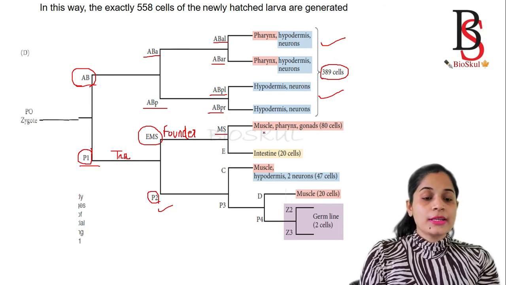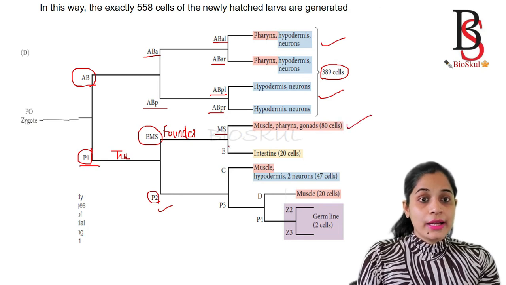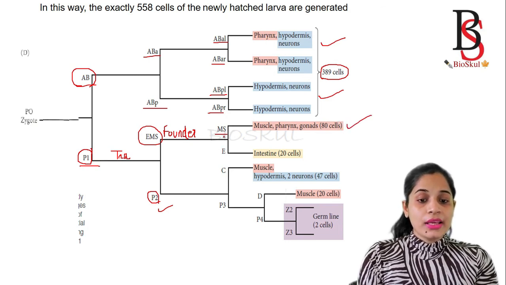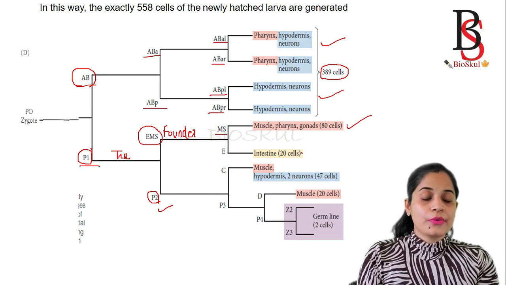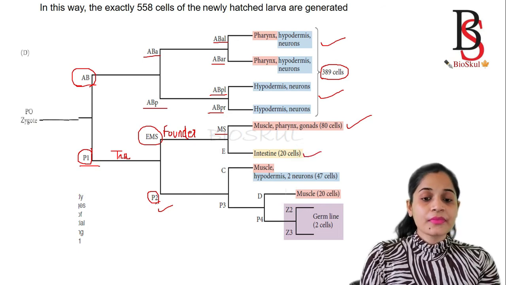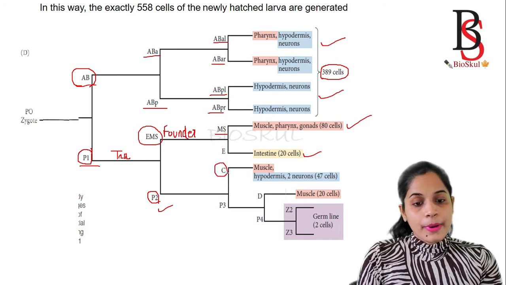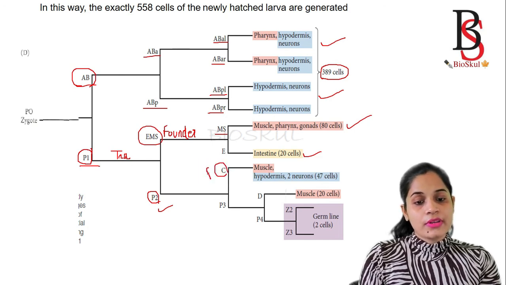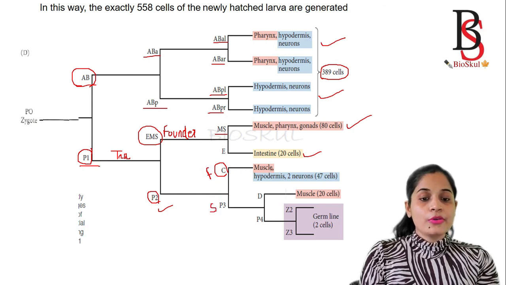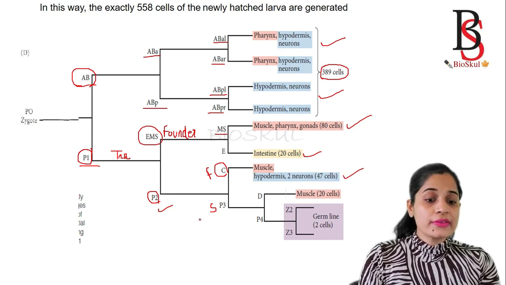MS is the mesodermal cell, it forms the muscle, pharynx, gonad, and it will produce around 80 cells. And the EMS is divided into MS and E, and the E is the endodermal cell, it produces the intestinal cells, about 20 cells, okay. And the P2 stem cell will further divide into a founder cell and a posterior stem cell. This founder cell will produce the muscles, hypodermis, about 47 cells.